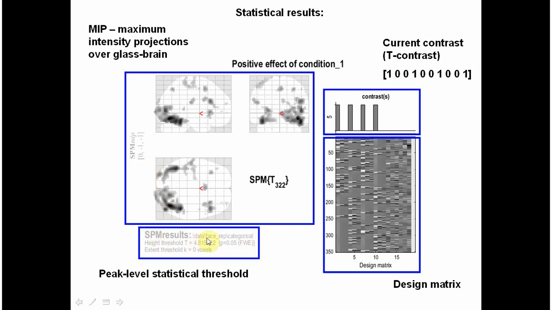And this is the name of the folder where the results are stored, and the height threshold, which is FWE, family-wise error, corrected. This means that all the voxels shown in the image are significant. And the extent threshold is 0. So we include all the responses, even if the cluster of those voxels is just one voxel.